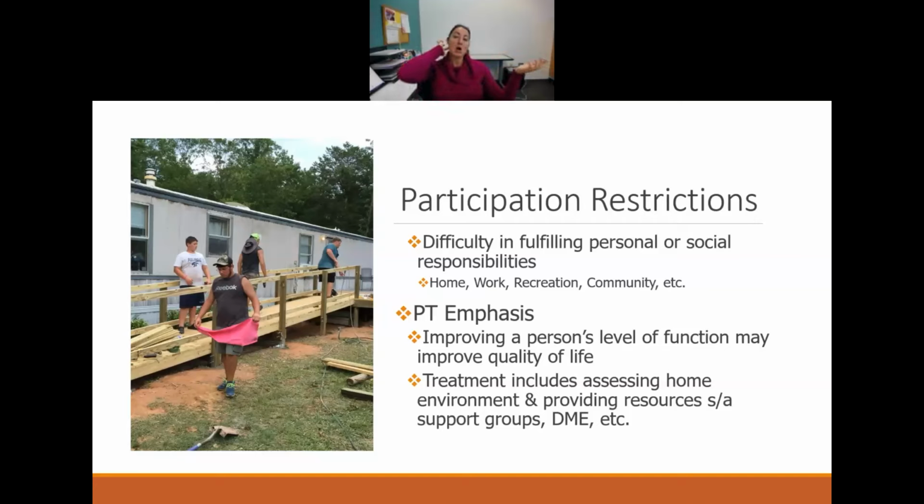So just because they have stairs to enter and exit their home and they are now in a wheelchair does not mean that they're restricted to their home and never able to leave again. A ramp could be built to allow them access in and out of their home without even a caregiver present. They can become independent with that. So looking at all the factors that affect their independence and trying to set them up for success, give them the most assistance and allow them to be independent.